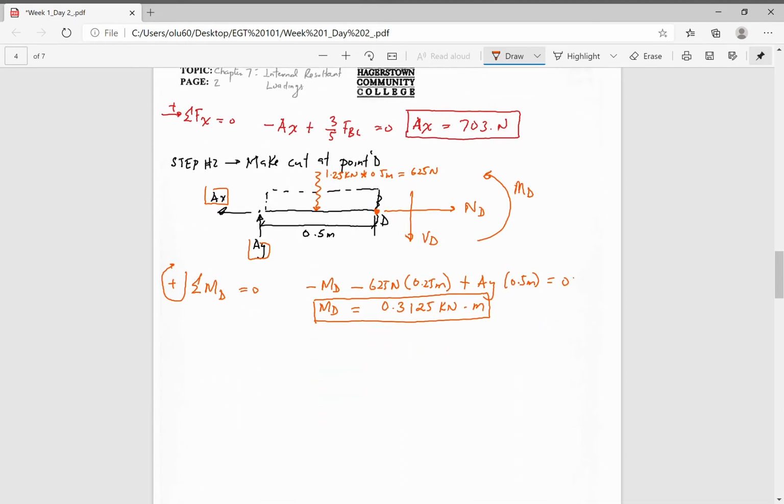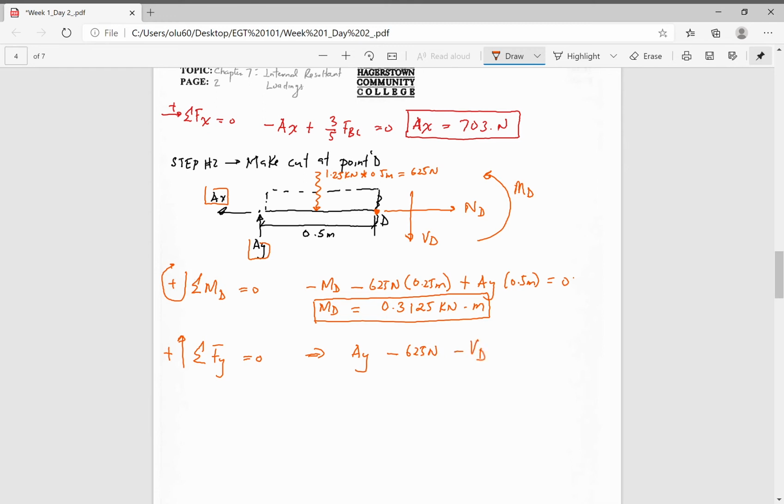Now we find the sum of the forces in the y direction equals 0. Now we're looking at all the forces in the y direction. That's AY minus 625 newtons, right?